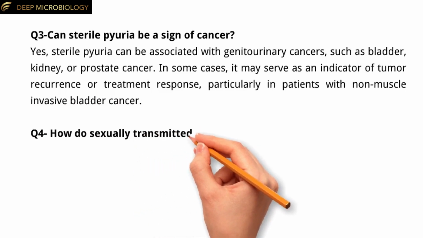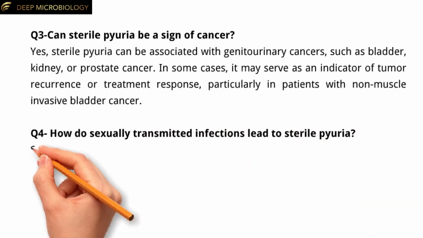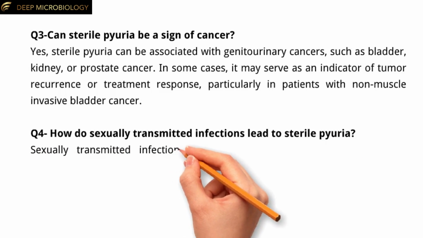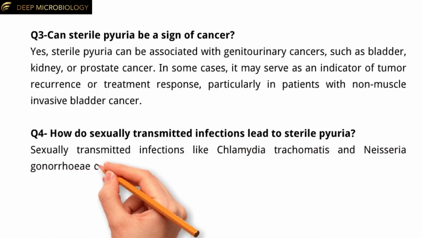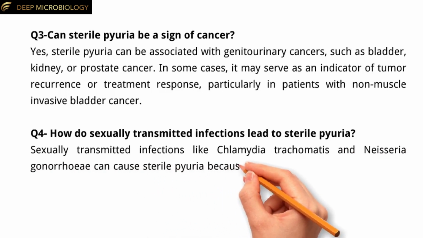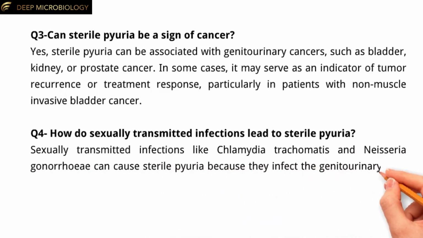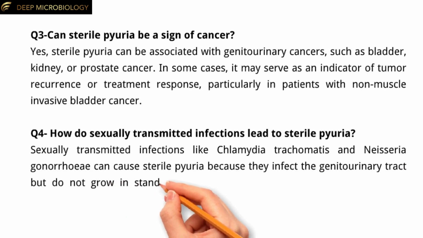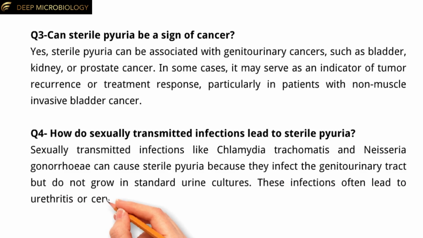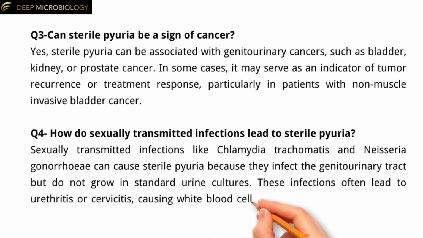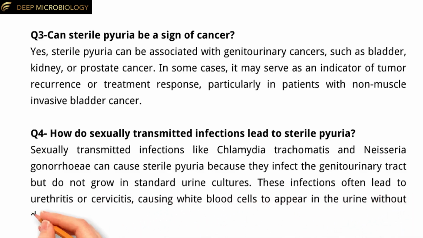Question 4. How do sexually transmitted infections lead to sterile pyuria? Sexually transmitted infections like Chlamydia trachomatis and Neisseria gonorrhoeae can cause sterile pyuria because they infect the genitourinary tract but do not grow in standard urine cultures. These infections often lead to urethritis or cervicitis, causing white blood cells to appear in the urine without detectable bacteria.